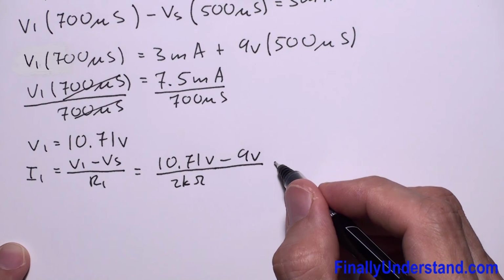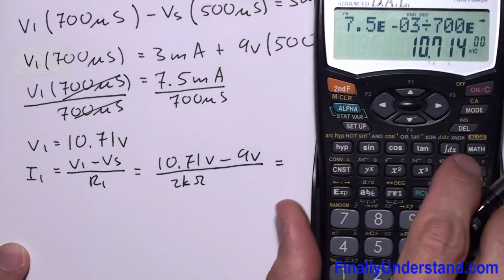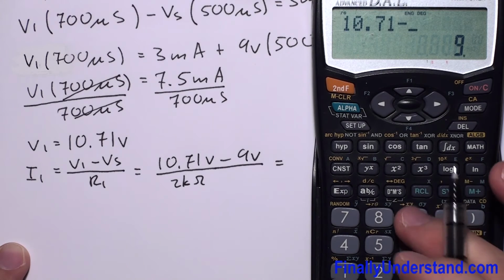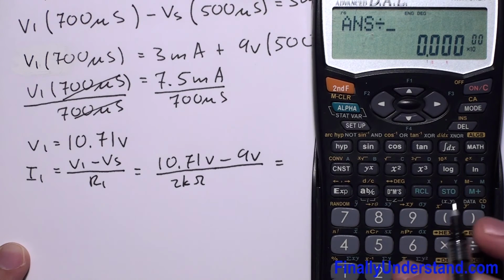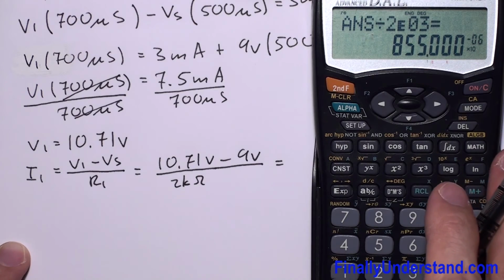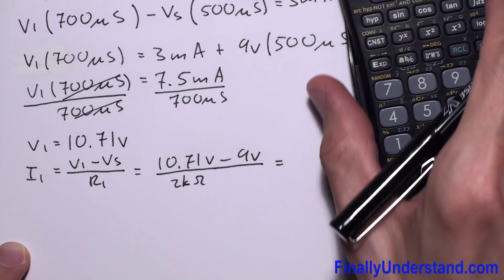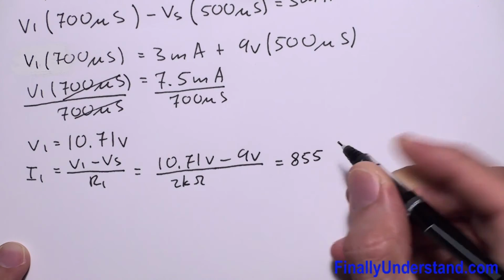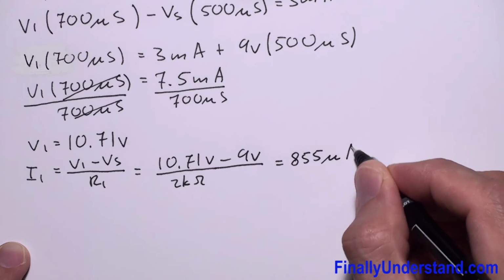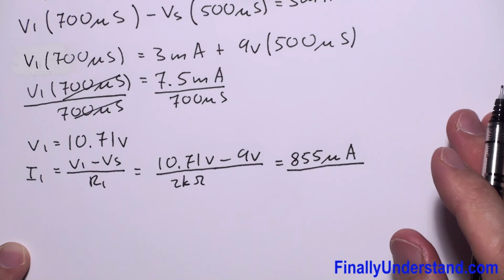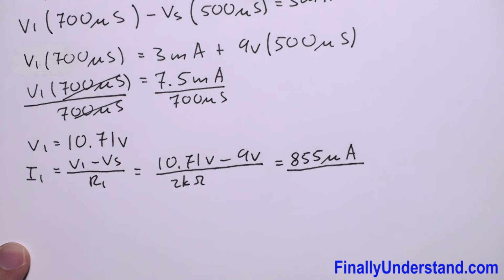So this is equal to 10.71 minus 9 divided by 2 exponent 3. So this is equal to 855 microamps. So this is 855 microamps. This is the current which goes through the resistor R1.